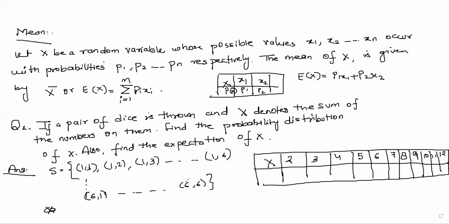Total outcomes here will be 36. Now 2 will come when you get 1,1, so that means 1 by 36. You will get 3 when you get 1,2 or 2,1, only two cases, so 2 by 36. You will get 4 when you get 1,3, 2,2, or 3,1, so that means 3 by 36. Is it clear, Nabil? Yes, sir. Okay, now please complete this. And Zafar, you also calculate the mean.